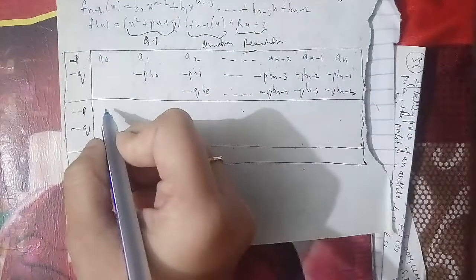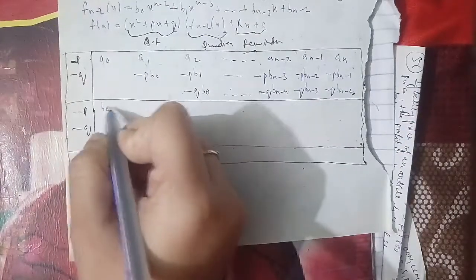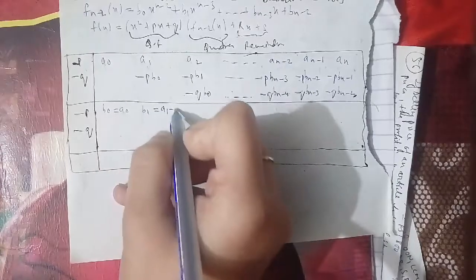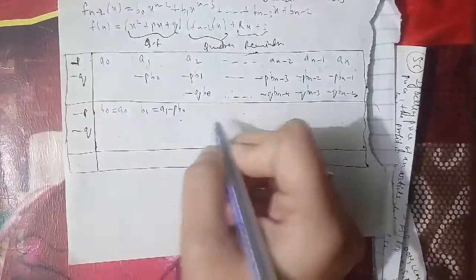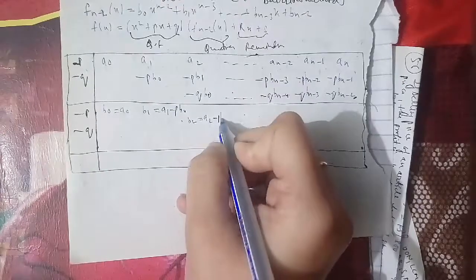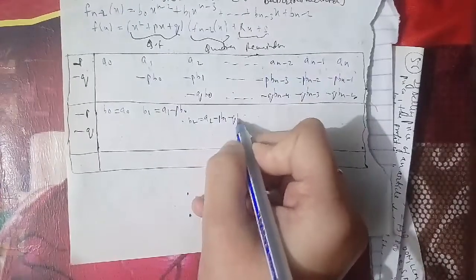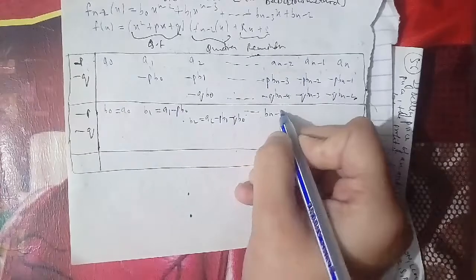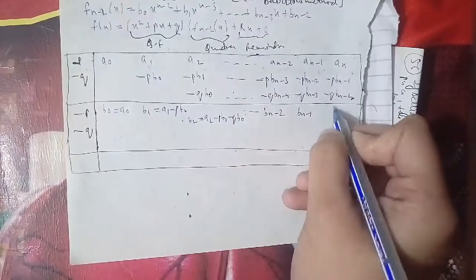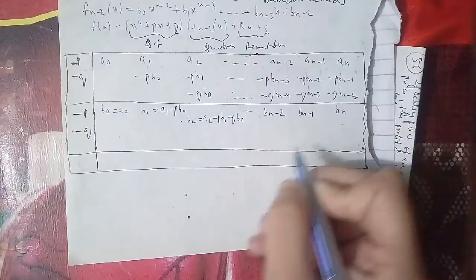For the same here, B0 is equal to A0, B1 equals A1 minus P B0. Here B2 is equal to A2 minus P B1 minus Q B0, Bn minus 2, Bn minus 1, and Bn.